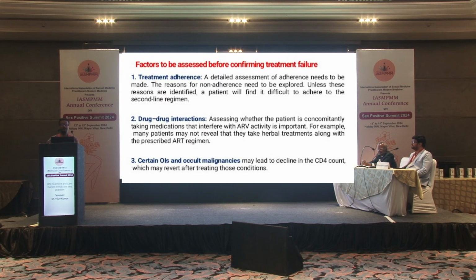Then if the patient has failed on first line treatment, first we should confirm the treatment failure before going to the second and third line regimen. So we should check whether treatment adherence is there or not, whether drug interactions are there or not, and whether certain opportunistic infections or malignancies are there. Unless we prove the failure, we can't switch to another regimen.